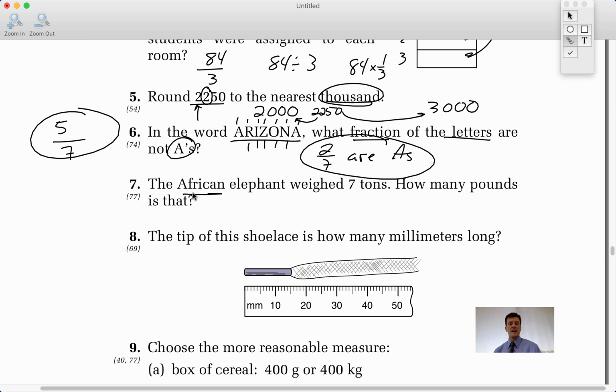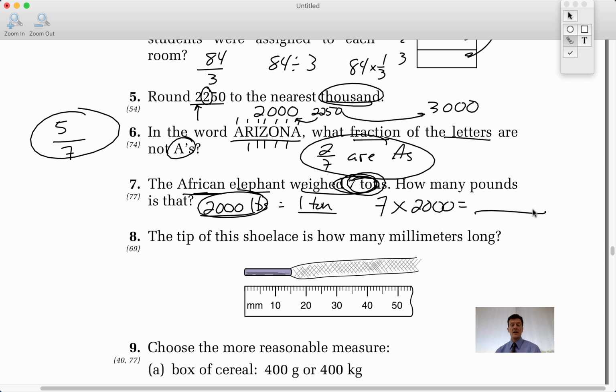Okay, the African elephant weighed 7 tons. How many pounds is that? Well, first of all, you need to know that 2,000 pounds is equal to 1 ton. So if that's the number of pounds for 1 ton, you've got 7 of them. So you're going to have 7 tons, 2,000 pounds, 7 times. 2,000 and another 2,000 and so on, 7 times. Or in other words, you take 7 times 2,000 and you will get how many pounds you have in 7 tons.